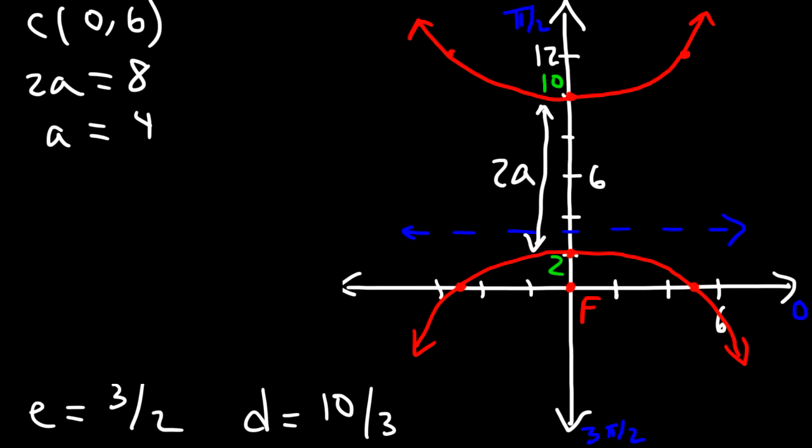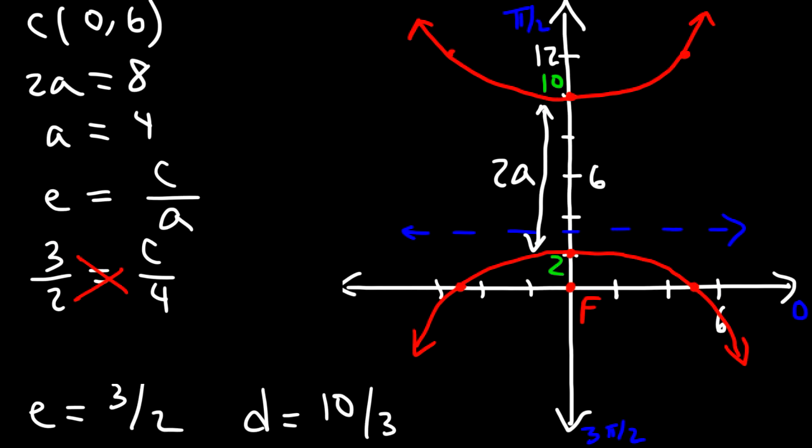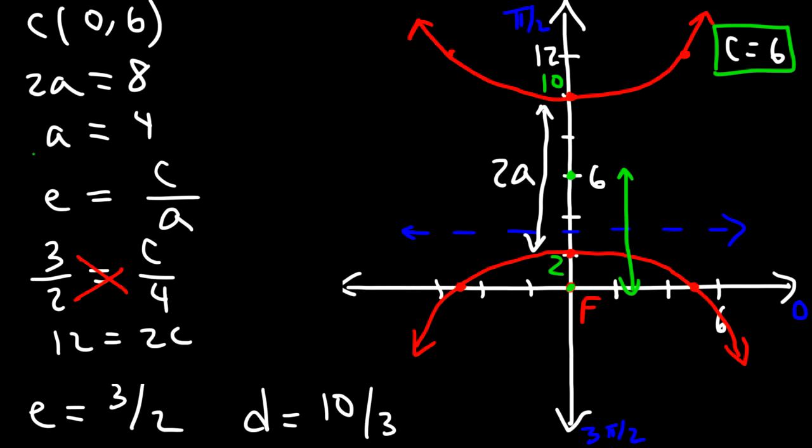Now let's determine the value of b. So e is c over a, and e is 3 over 2. a is 4. So if we cross multiply, we have 3 times 4 equals 2c. And so 12 is equal to 2 times c. 12 divided by 2 is 6, so c is 6. And c is the distance between the center and the focus. And we can see that it's 6 units apart. This has a y value of 0 and this has a y value of 6. So c is 6. Now that we have a and c, we can calculate b.